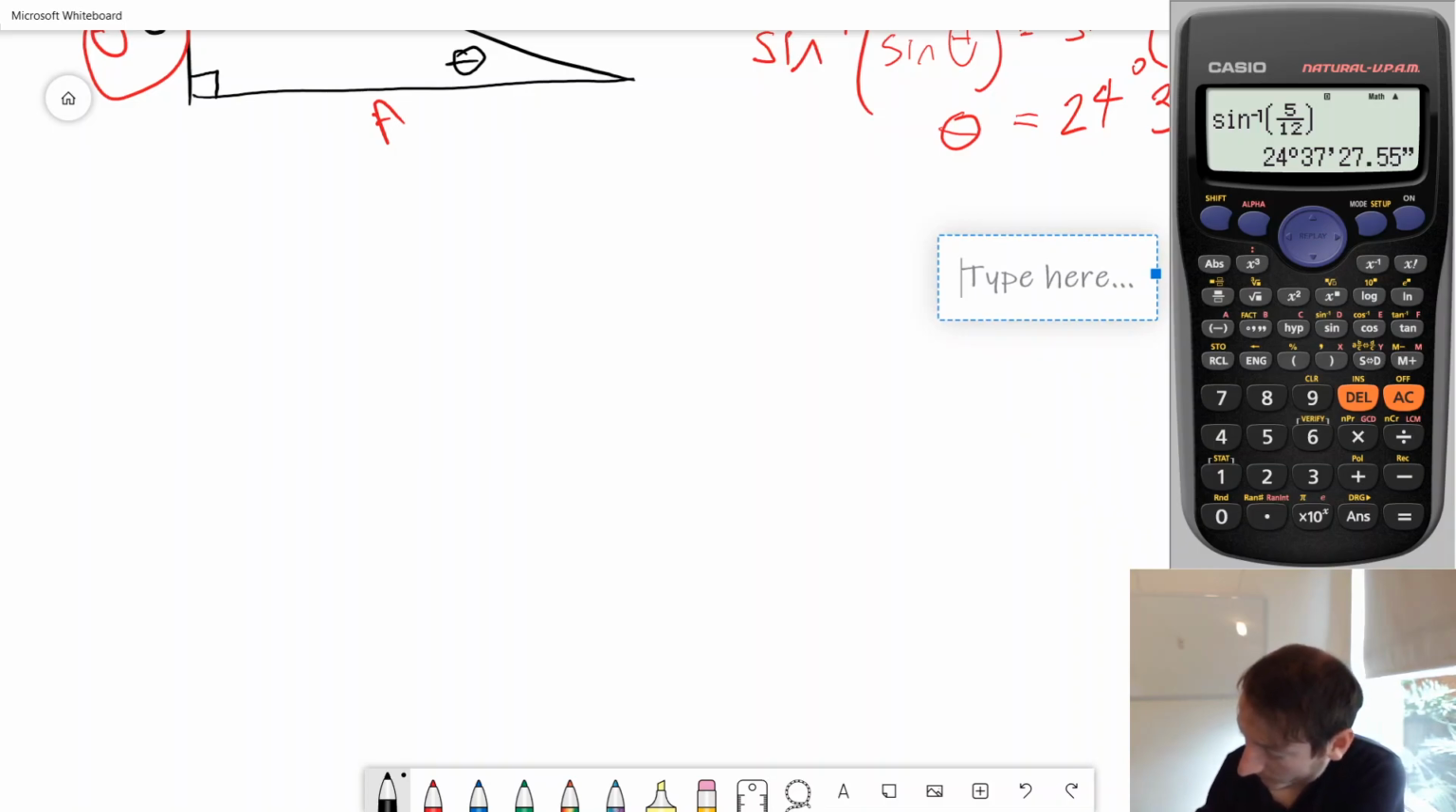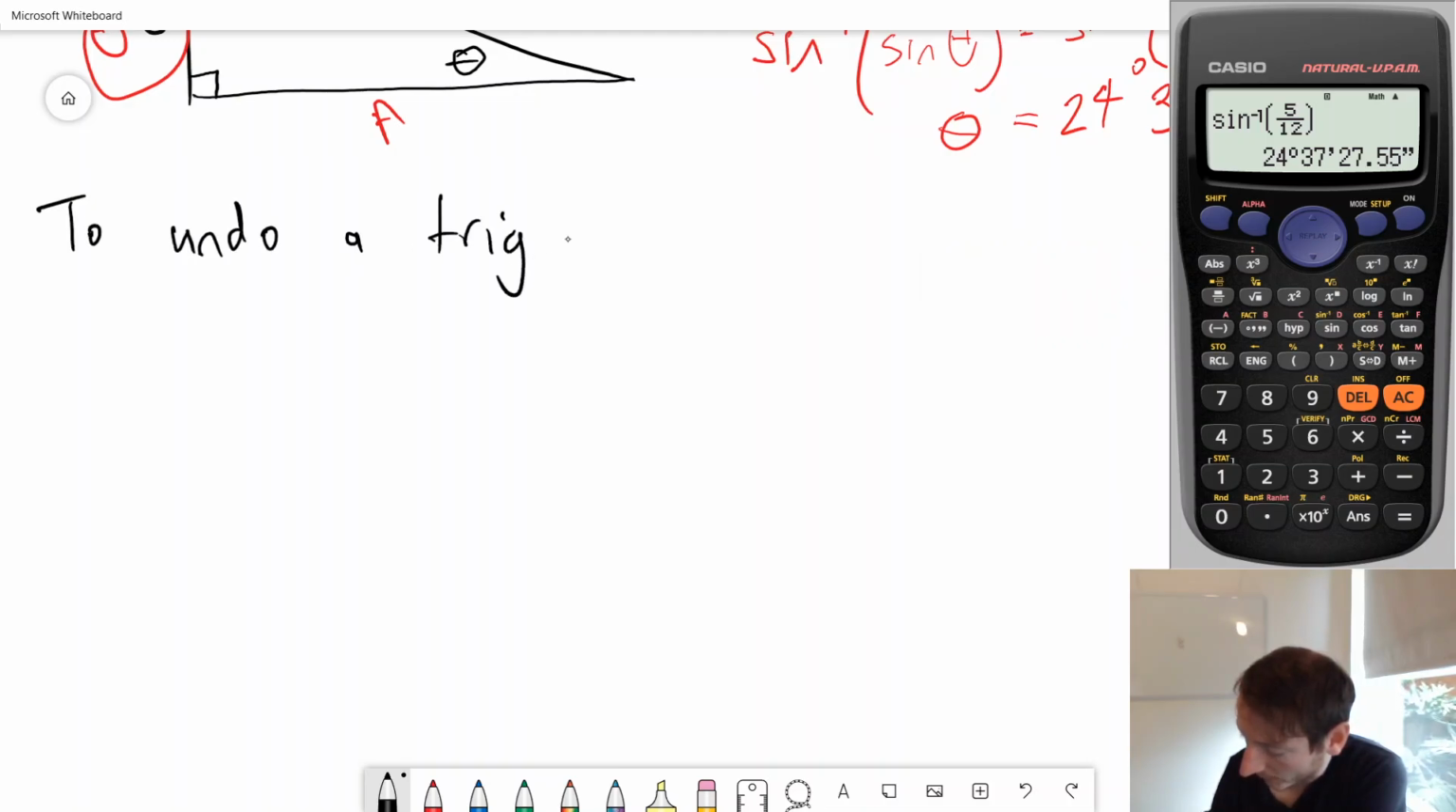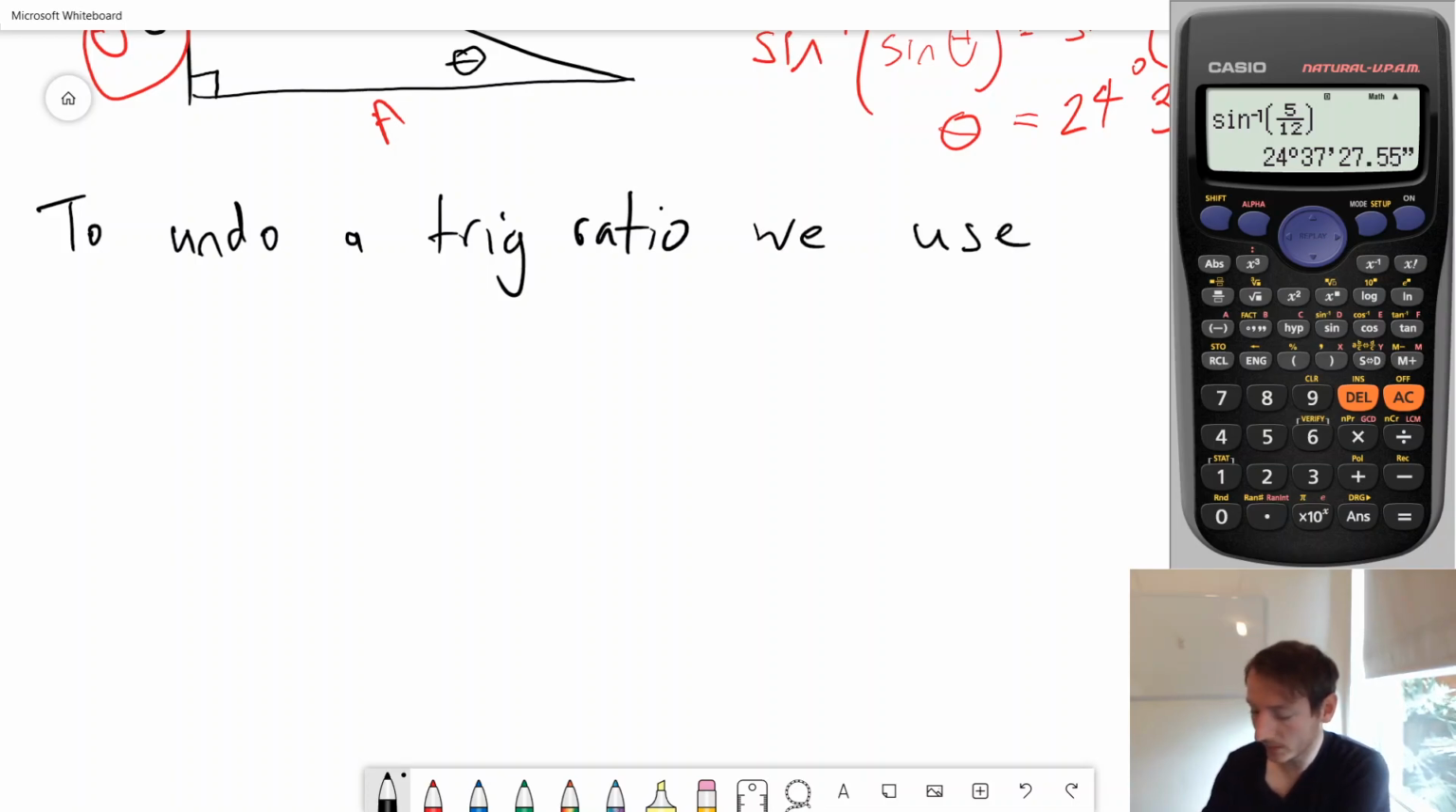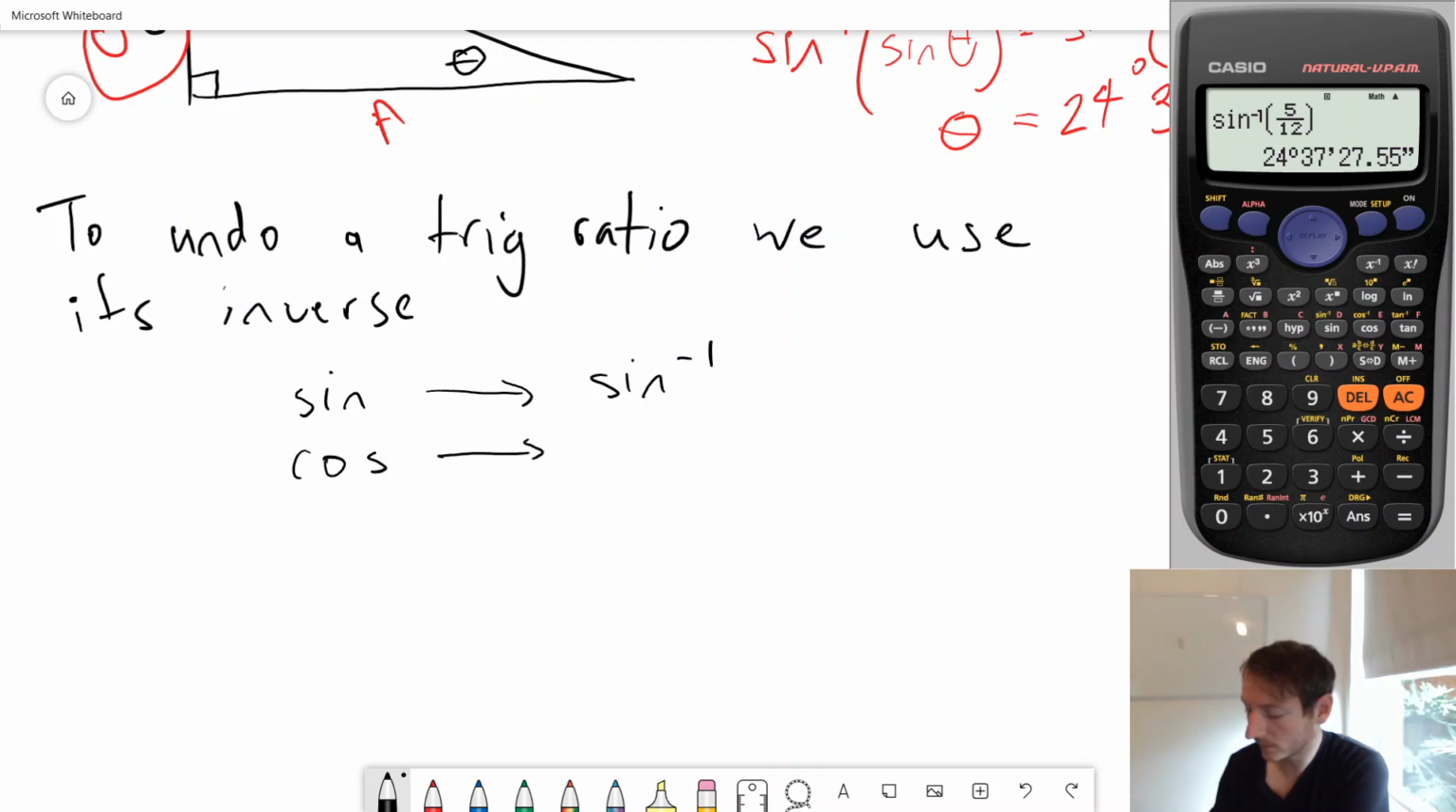I won't write it because inverse is going to be hard to write. Let's say, to undo a trig ratio, sine, cos, or tan, we call them the trig ratios, we use its inverse. Sine, well, its inverse is sine to the -1, or inverse sine.